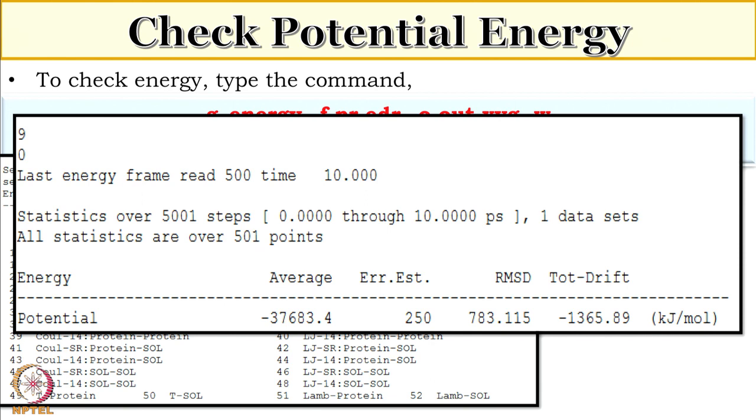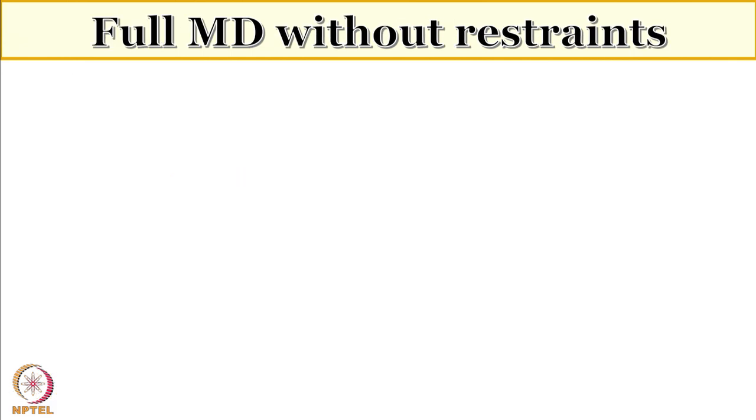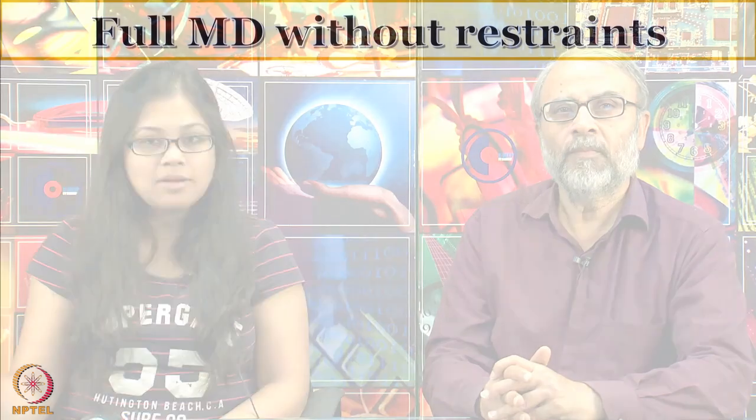And what is that total drift? RMSD is the total root mean square deviation in the average energy. Since we are just doing it for 10 picoseconds, my potential energy is very large, minus 37,000. Total drift may give you the difference between the maximum and the minimum value around the average. If we perform the simulation for a sufficiently larger amount of time, we will get a smaller and smaller RMSD. Okay. So we are done with checking the potential energy.